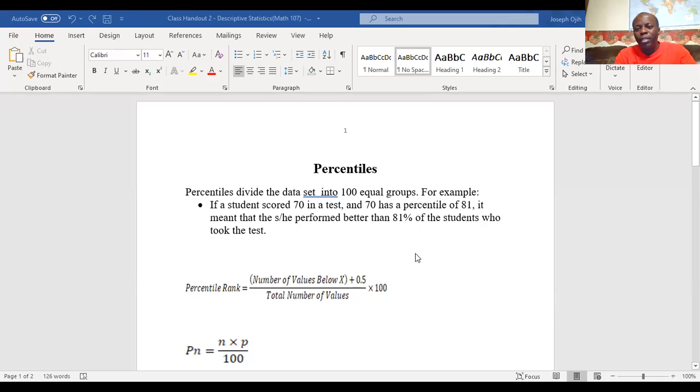So let's say that somebody's credit score falls in the 60th percentile. That means that person's credit score is better than 60% of everybody in America, or the world. So if a student scores 70 in a test, and if 70 has a percentile of 81, that means that student performed better than 81% of the class. So that's how we use percentile.